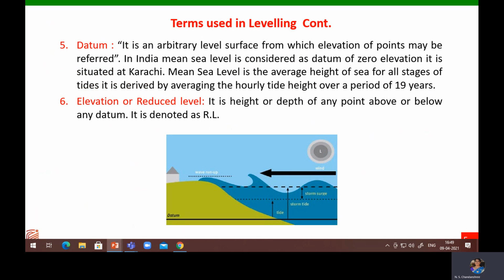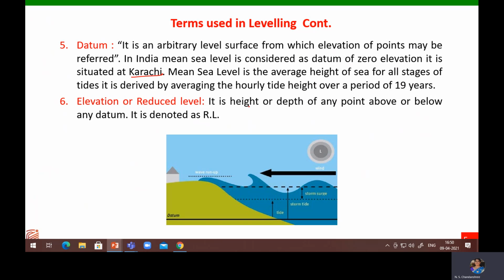Next is the datum. It is an arbitrary level surface from which elevations of points may be referred. In India, the mean sea level is considered as the datum zero. Mean sea level is measured for a number of years, and the average level is taken out, and that is designated as mean sea level. It was located at Karachi earlier, but nowadays we take the mean sea level which is averaged out at Mumbai.